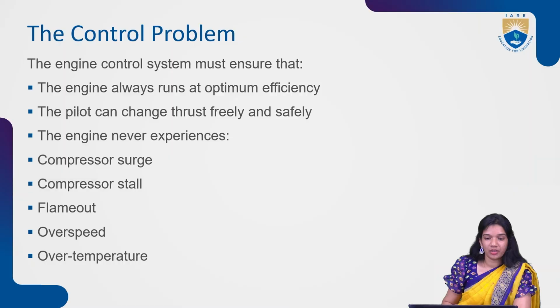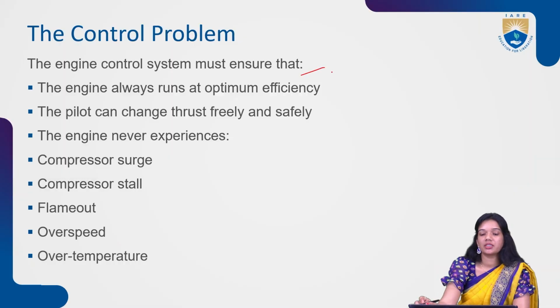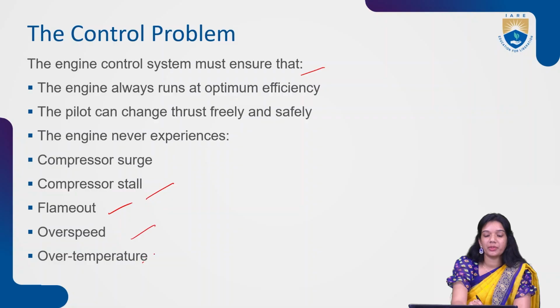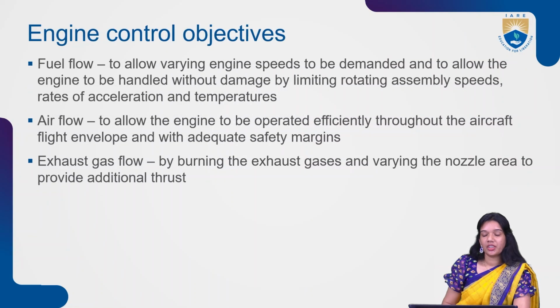The engine control system ensures that the engine always runs at optimum efficiency, and the pilot can change the thrust freely and safely, so that the engine does not fall into the surge limit or the stall limit, and there is no flame out, no overspeeding and no over temperature case. So these are the main objectives, and these are the main input devices that need to be safely monitored and controlled.